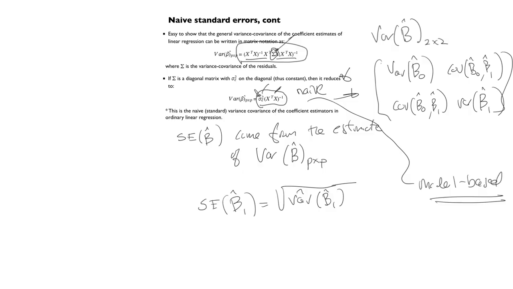So that's the whole process by which this regression and the post-regression estimate of the variance covariance of the coefficients leads to a standard error. And then you can get your confidence intervals and your p-values, et cetera.